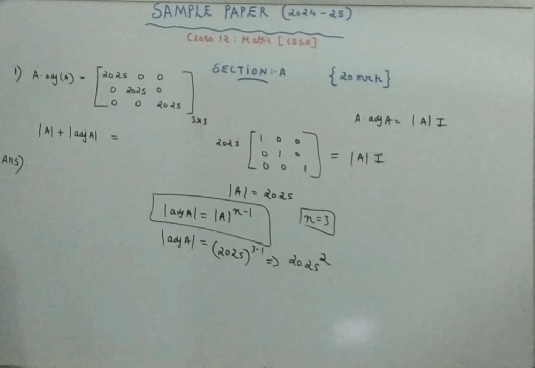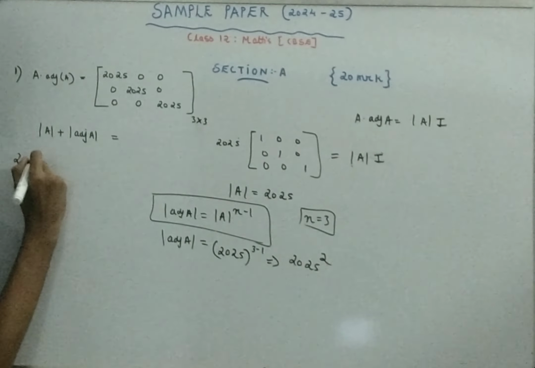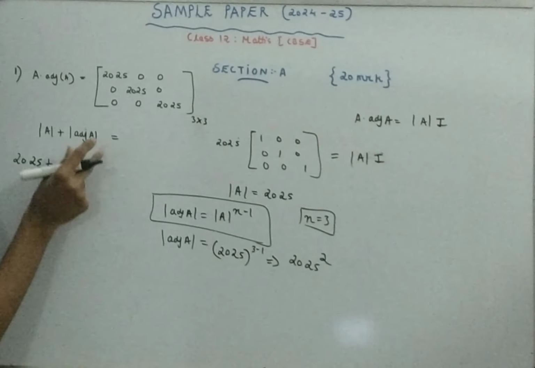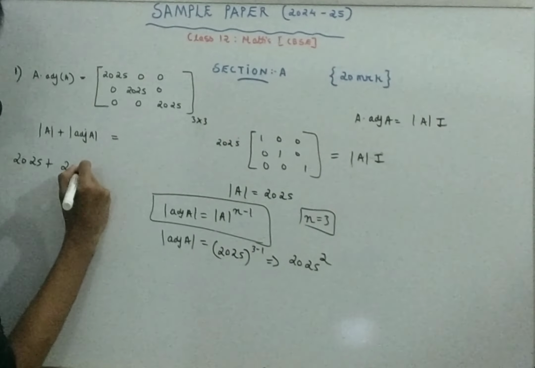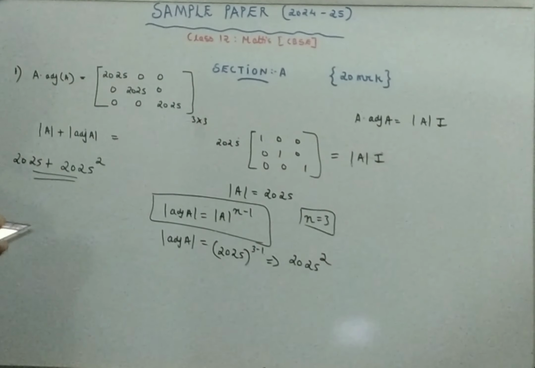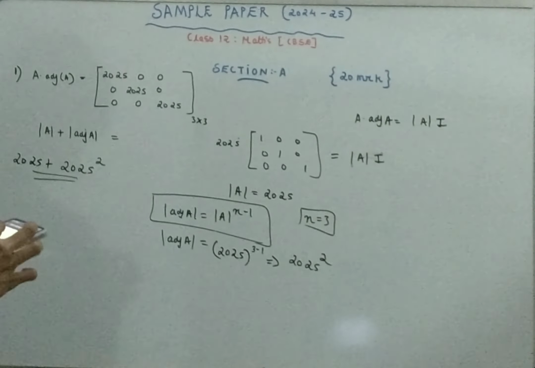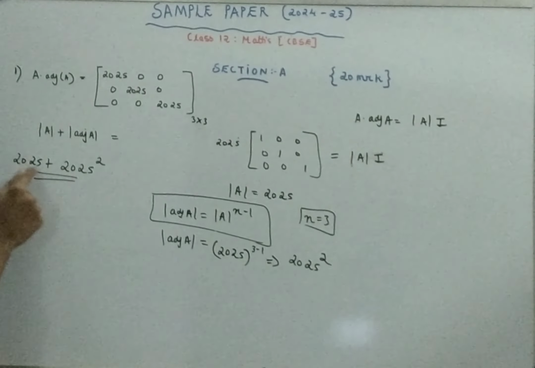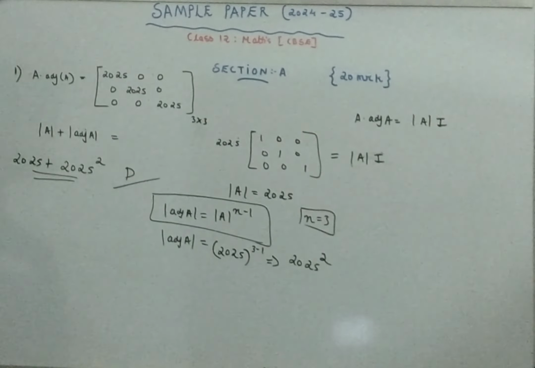So now in our question, determinant A plus determinant of adjoint of A is equal to what? We found determinant A is 2025 and determinant of adjoint A is 2025 square. Okay, see the options. Option A is 1, B is 2025 plus 1, option C is 2025 square plus 45, and option D is 2025 plus 2025 the whole square. So here option D is the correct answer. I hope it is clear.